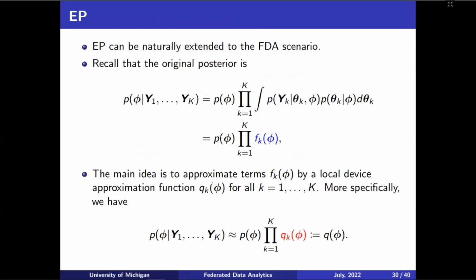As you can see, EP can be very naturally extended to the FDA scenario. Let's recall that the original posterior for phi can be written as follows, which is the prior times the product of f_k(phi). The main idea of EP is to approximate those f_k(phi) from each local device by the local approximation function q_k(phi) for k from 1 to K. And more specifically, we have the following formulation. Here we approximate the blue term f_k by the red term q_k(phi).